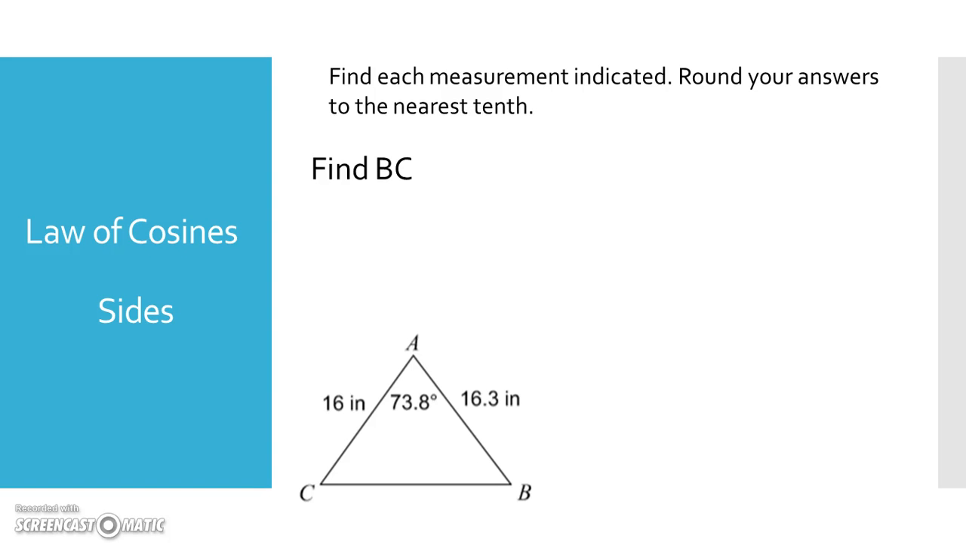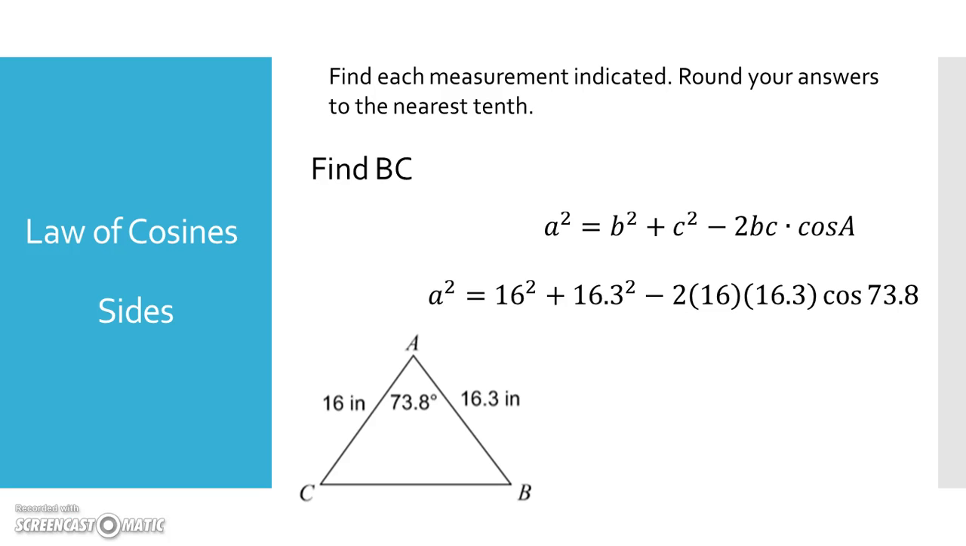So we're going to find BC. BC is lowercase a, so we're going to use the a formula. We don't know what lowercase a is. Lowercase b is 16, lowercase c is 16.3, and capital A, the angle, is 73.8. So we fill in that information.